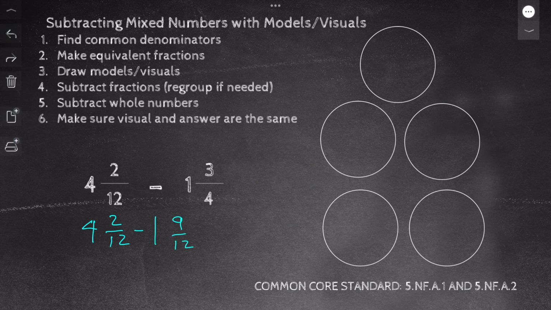Now let's go to our visual models. Since I'm subtracting, I only have 5 circles. I have 4 wholes, 1, 2, 3, 4. And for my last one, I'm going to cut into 12ths. So I have 1 and I have 2. I need to subtract 9 out of 12 pieces. I only have 2 right here. So 1, 2, if I cross those out, I don't have 7 more to subtract. So I need to regroup. So this 4th, I'm going to cut this one into 12 pieces.